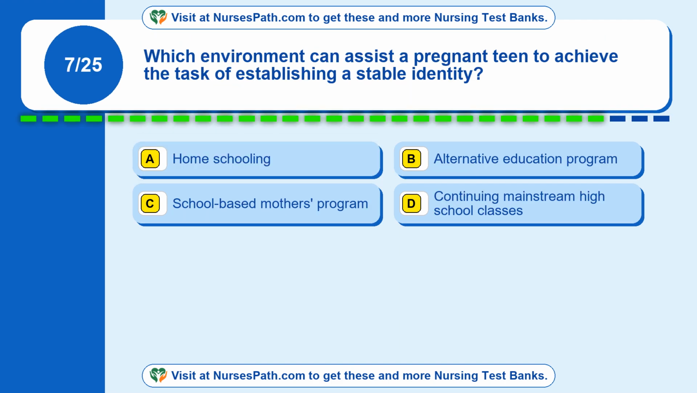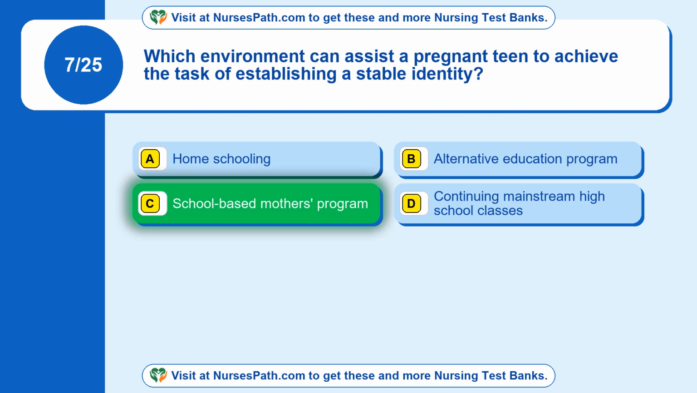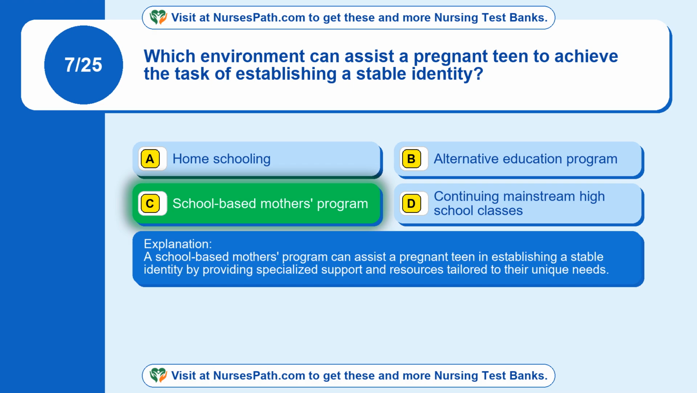Question 7. Which environment can assist a pregnant teen to achieve the task of establishing a stable identity? Option A. Homeschooling. Option B. Alternative education program. Option C. School-based mothers program. Option D. Continuing mainstream high school classes. The correct answer is option C. School-based mothers program. A school-based mothers program can assist a pregnant teen in establishing a stable identity by providing specialized support and resources tailored to their unique needs.